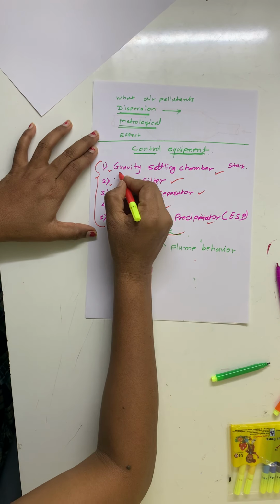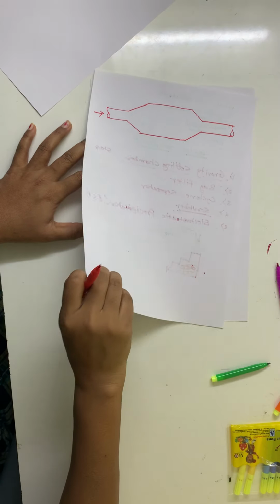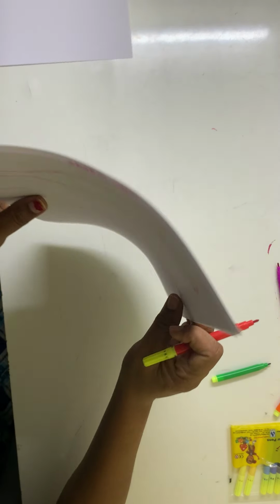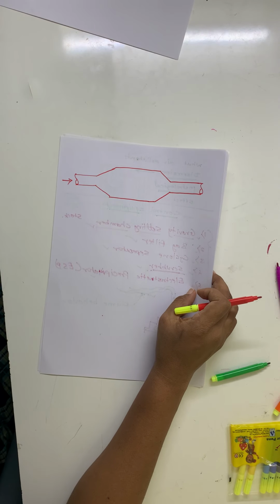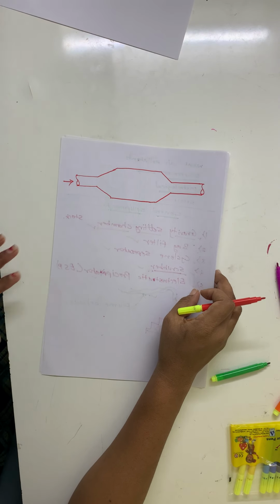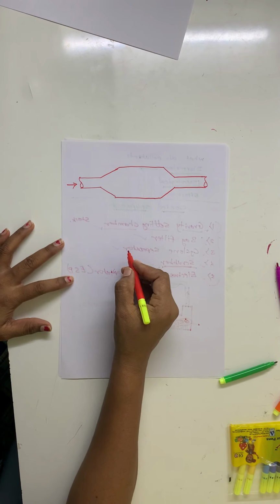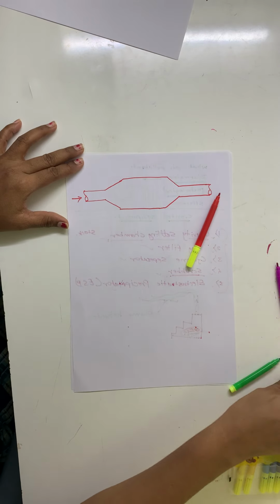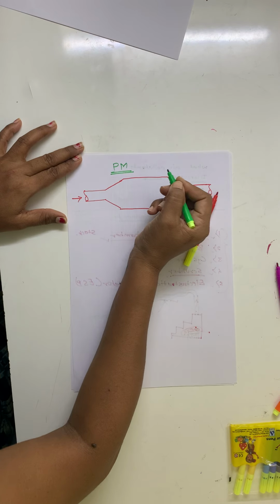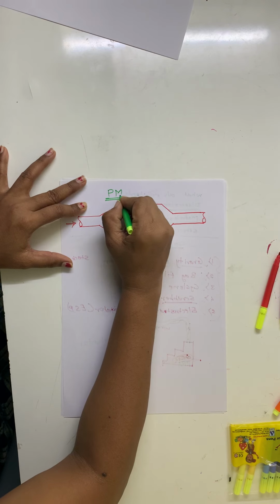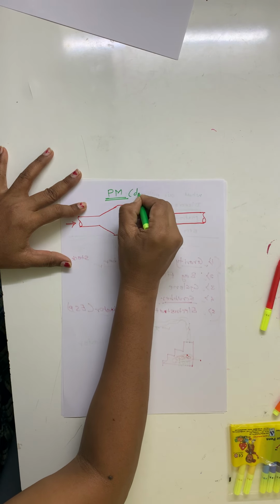So the first equipment we are going to study now is the gravity settling chamber. So what is this gravity settling chamber? A gravity settling chamber is the simplest type of equipment used for the collection of particulate matter. You remember that? Whatever I tell you, you should remember that particulate matter. In the last lecture I told you PM, particulate matter, or simply we can say it is dust.